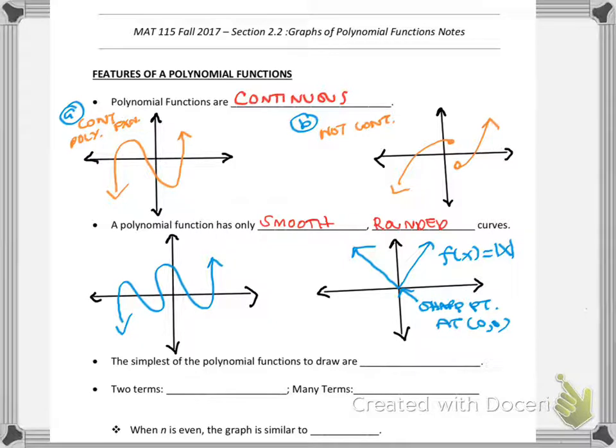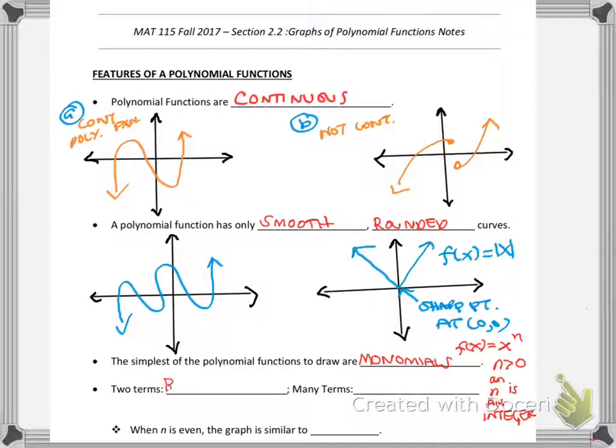Also, the simplest of polynomial functions to draw are monomials. All right, mono, not the disease, means one, right? So it's one term. So in general, f of x equals x to the n. That's what we call a monomial, where n is greater than 0. Okay, so that's a monomial. And n is an integer. So n is greater than 0 and n is an integer, okay?